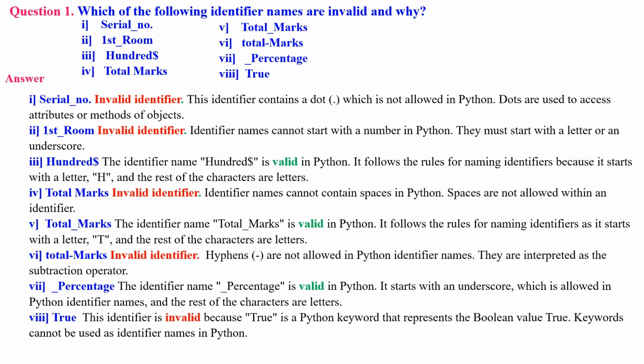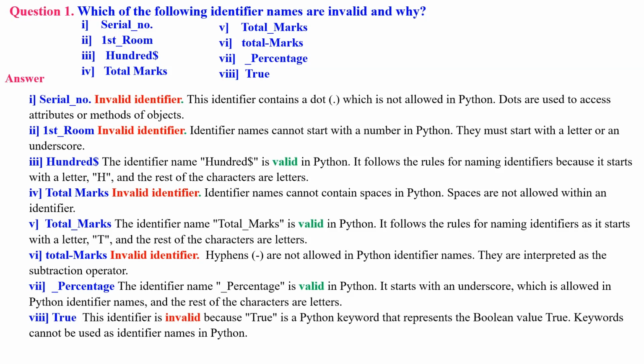Second question. First_room. Invalid identifier. Identifier names cannot start with a number in Python. They must start with a letter or an underscore. Third question. $100. The identifier name $100 is valid in Python.